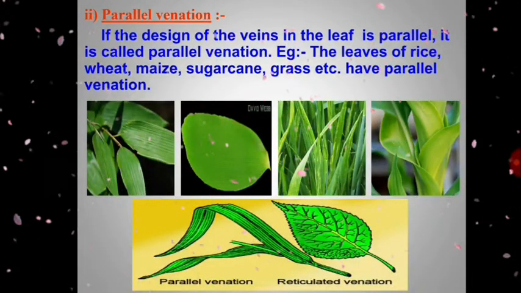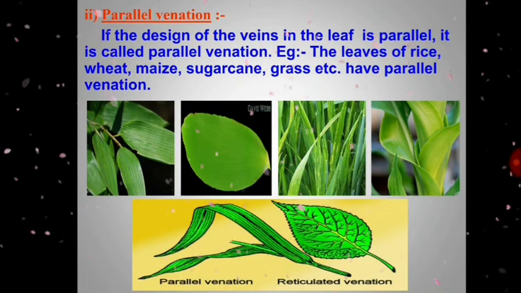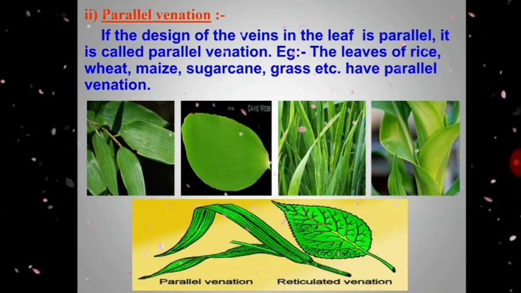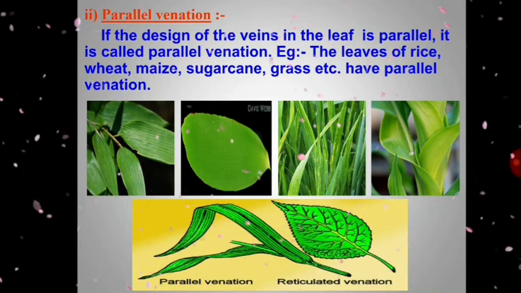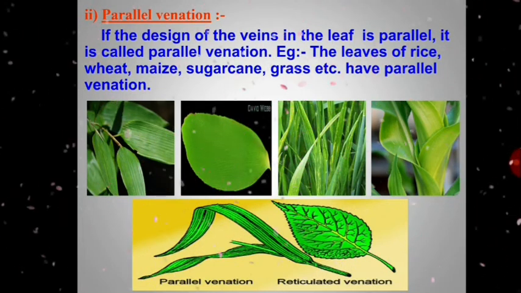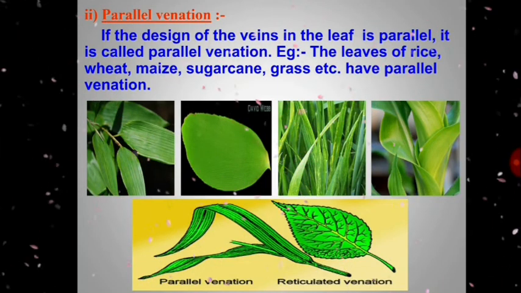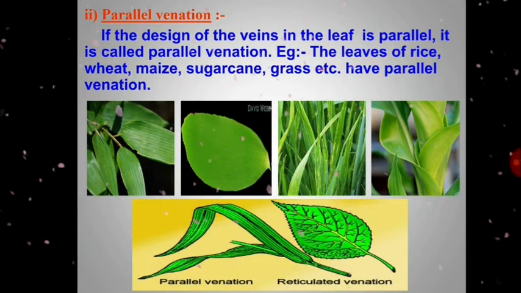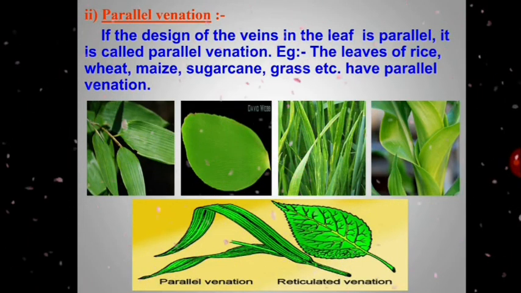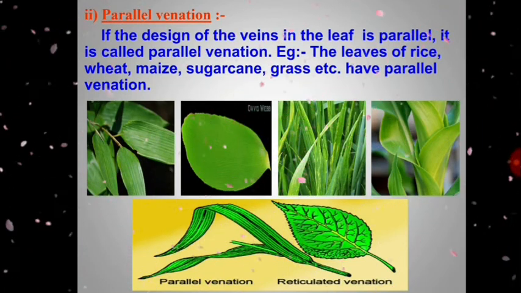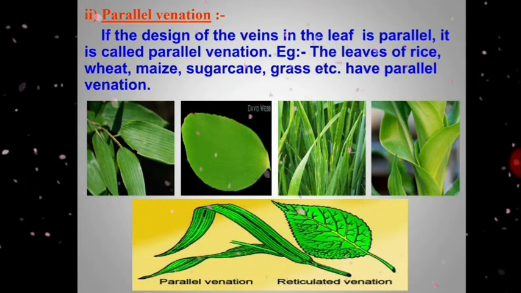Another venation is parallel venation. If the design of the veins in the leaf is parallel, if the veins look parallel, then it is called parallel venation. The leaves of rice, wheat, maize, sugarcane, grass, etc. have parallel venation, and the plants which have fibrous root system have leaves with parallel venation.